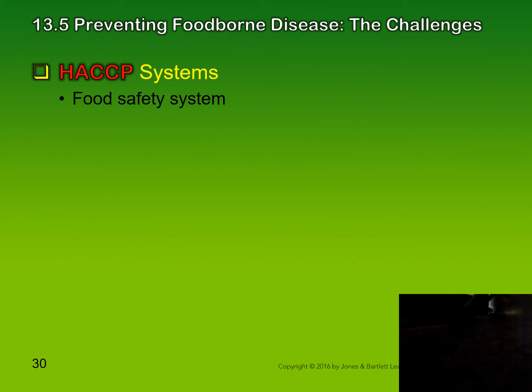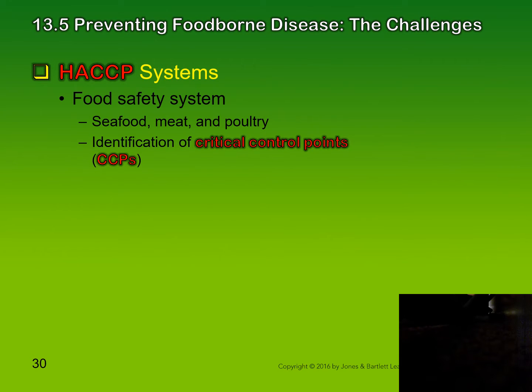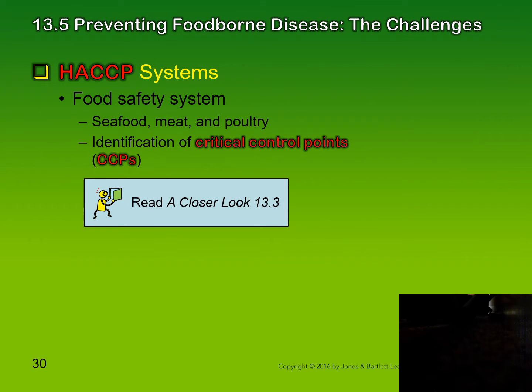Especially people who are in the food service industry know about the HACCP systems, and this is just a food safety system, most important in seafood, meats, and poultry. During its processing, you have to look at the critical control points. You can look at section 13.3 in the book.